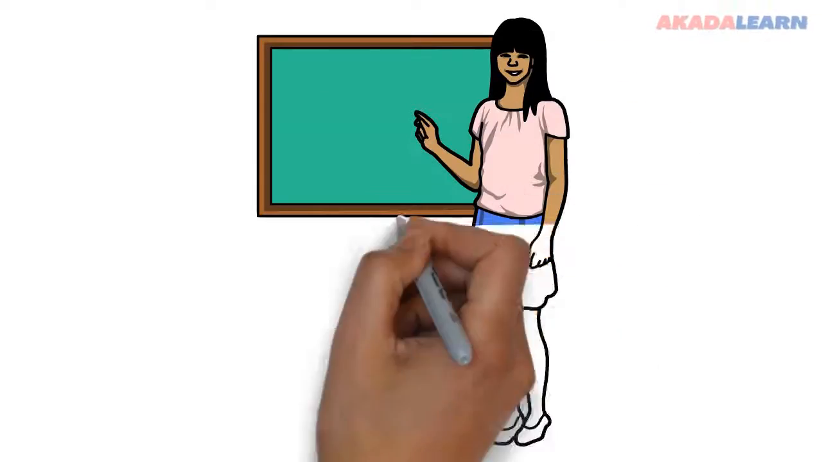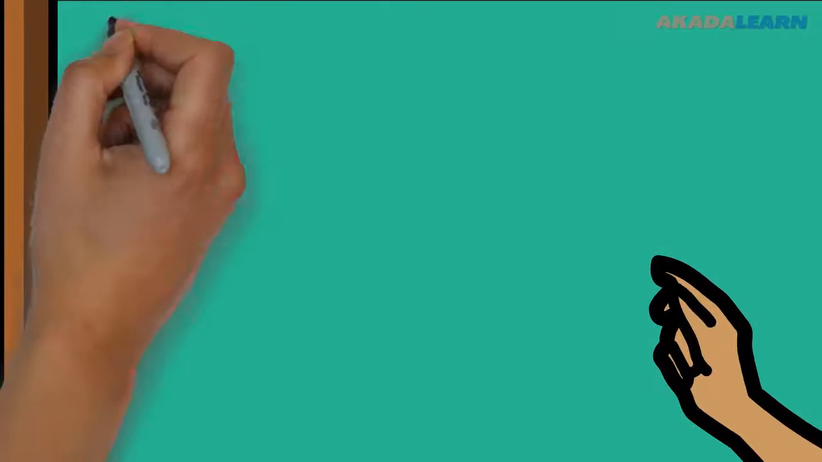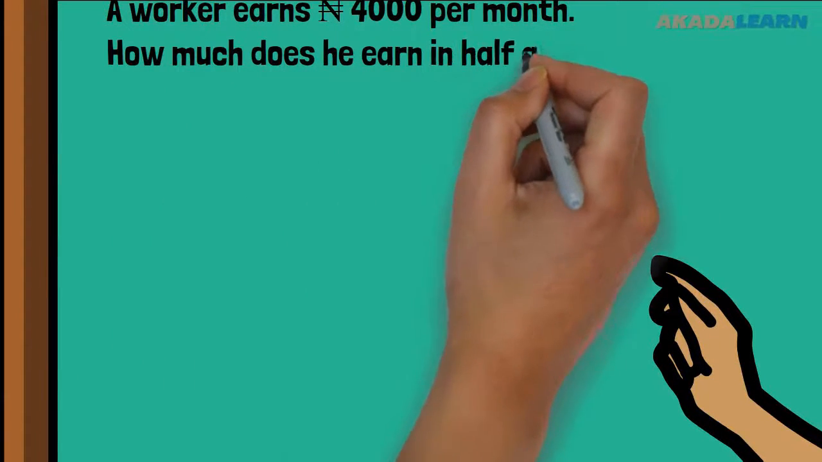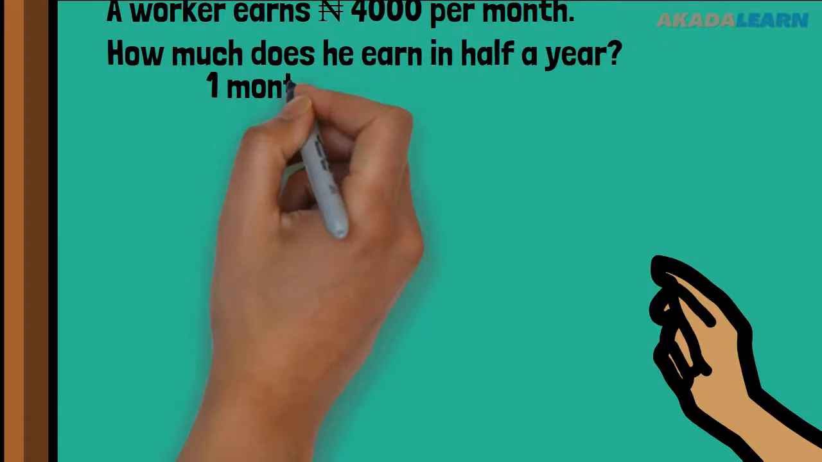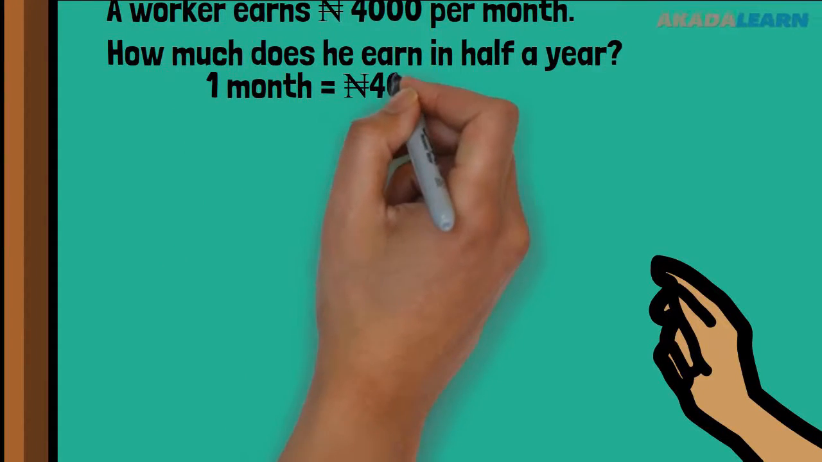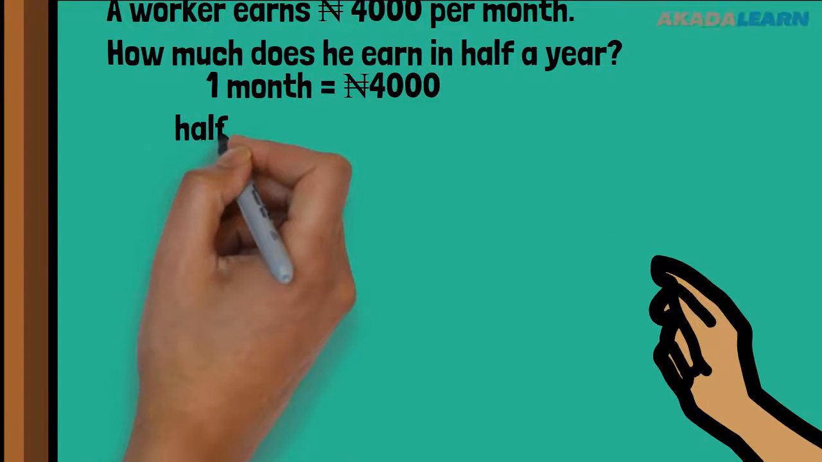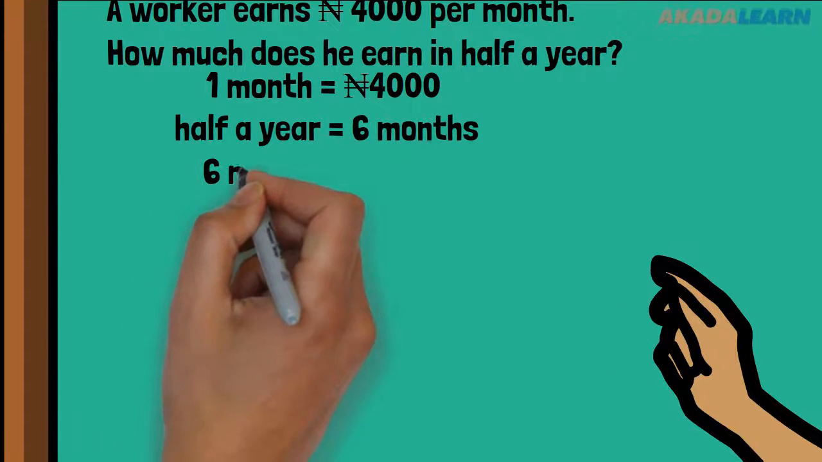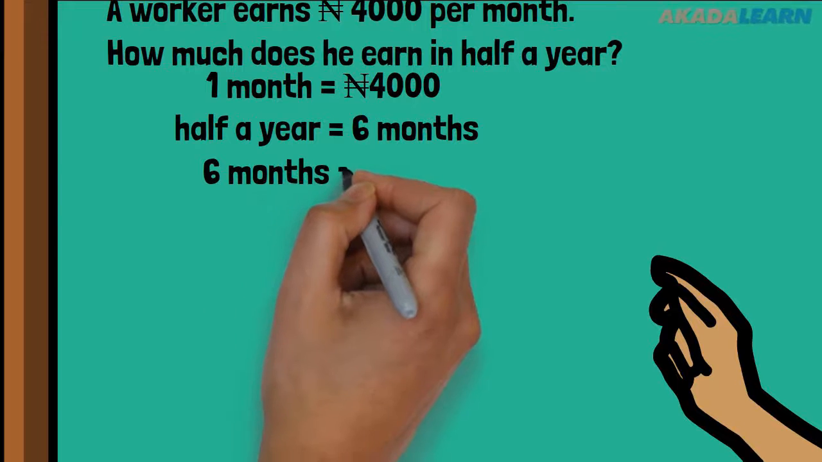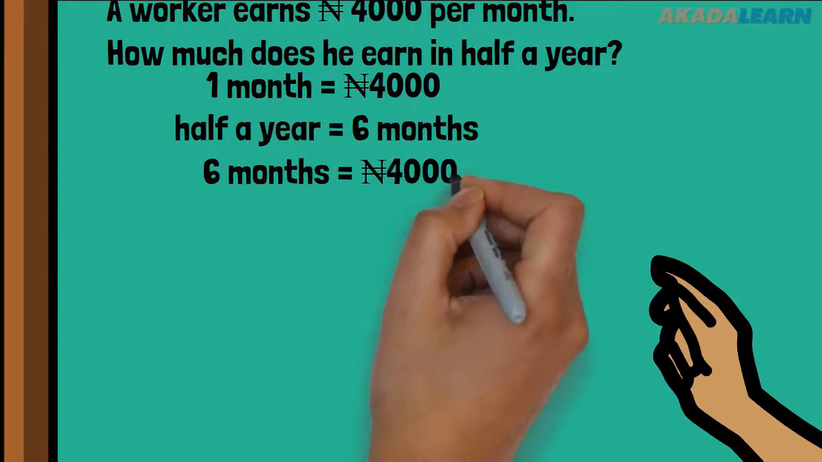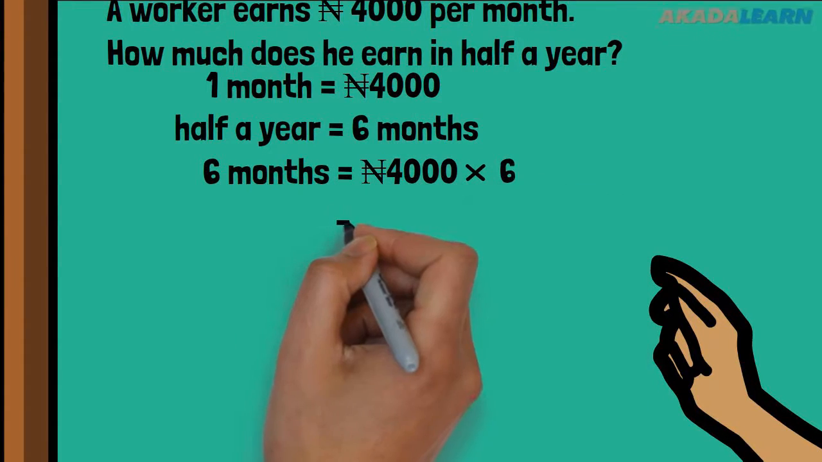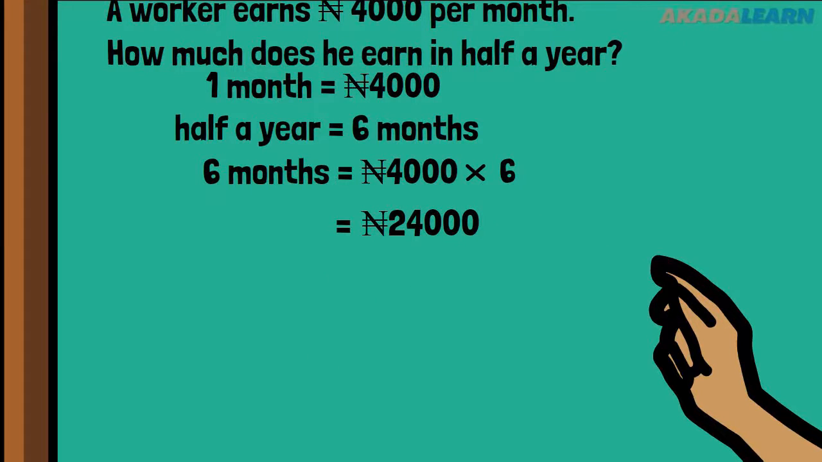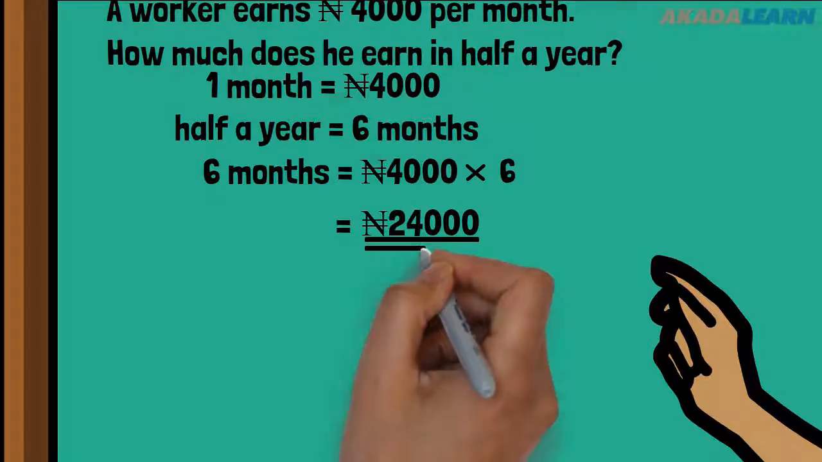Okay, so let's get to the next question. A worker earns 4,000 naira per month. How much does he earn in half a year? So 1 month is equal to 4,000 naira. Therefore, half a year will be equal to 6 months. And of course, which will be 4,000 times 6, and that will give us 24,000 naira. Right, and that's our final answer.